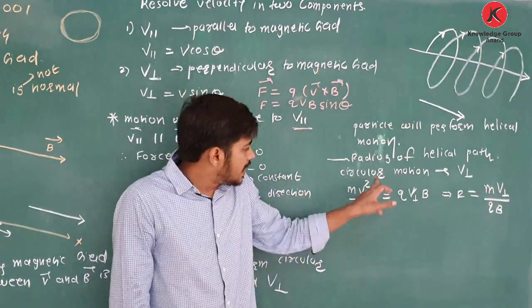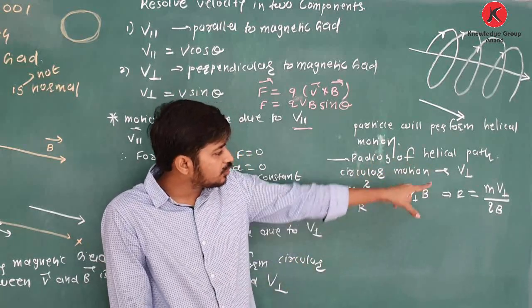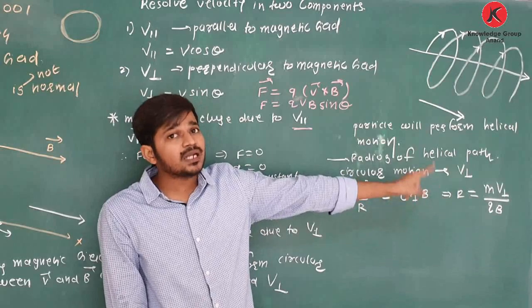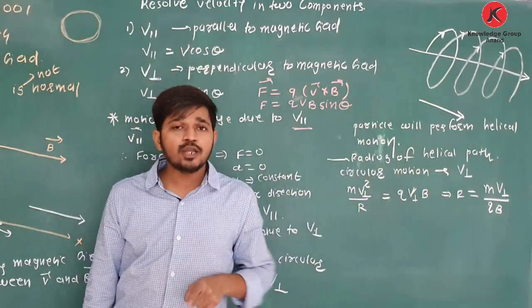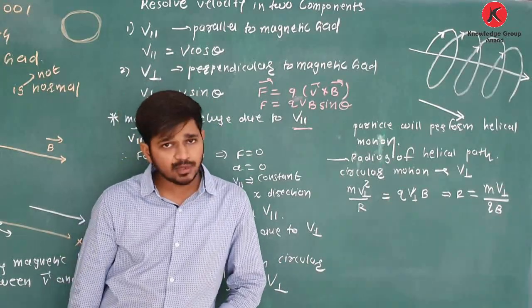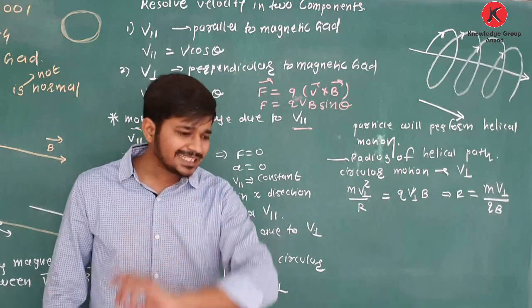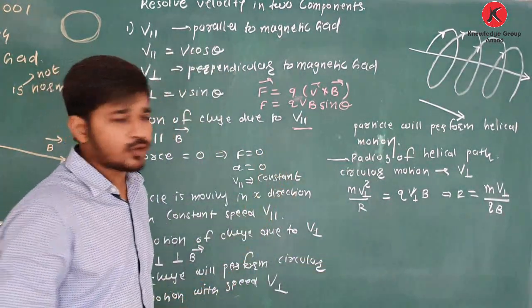Clear about this? Then how to find the radius of the helical path? R is equal to mv upon qB, but for v you have to take the perpendicular component of velocity, because when velocity is perpendicular to the magnetic field, it will perform circular motion. Clear about this?